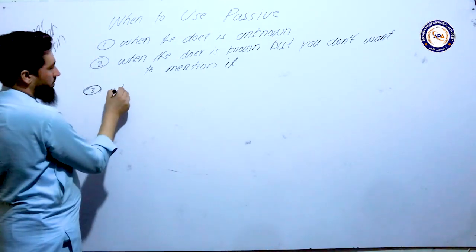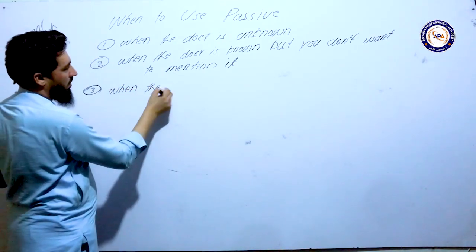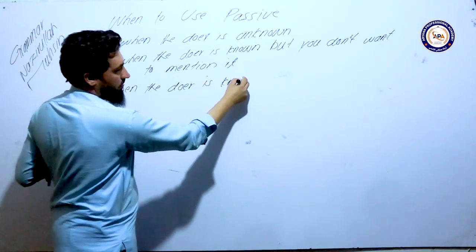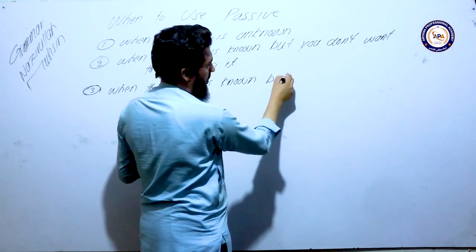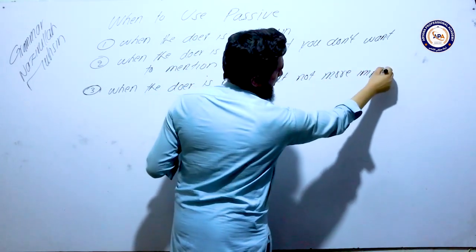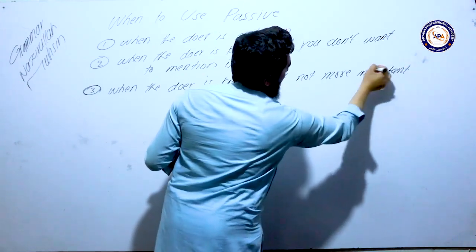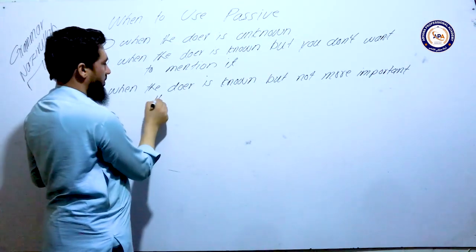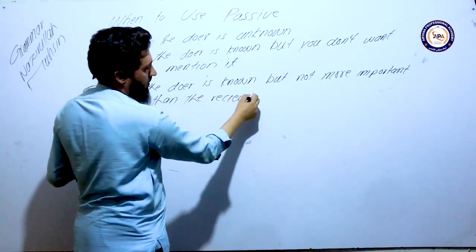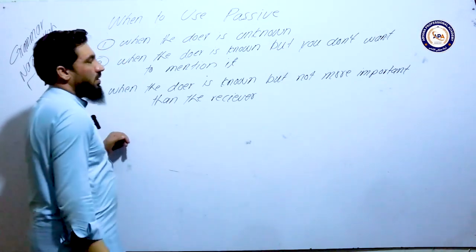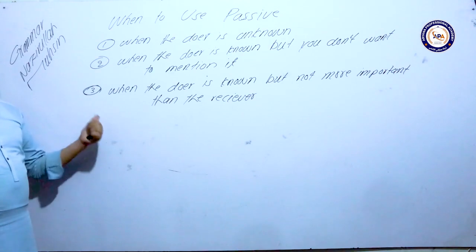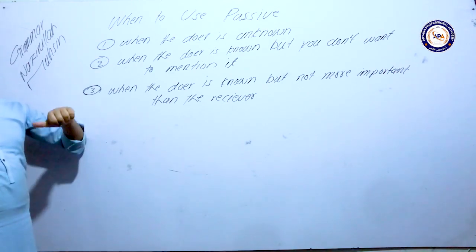Number 3. When the doer is known but not more important than the receiver. doer معلوم دی جمله کې خو د ریسیور نه ډېر مهم نه دی.